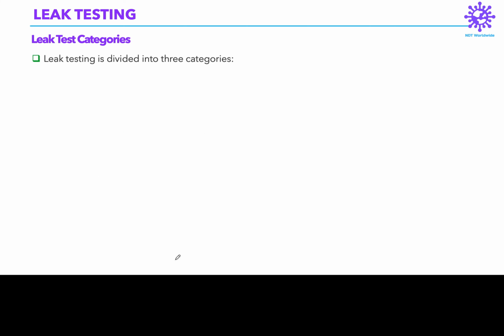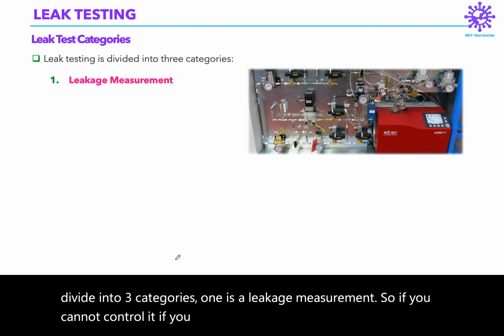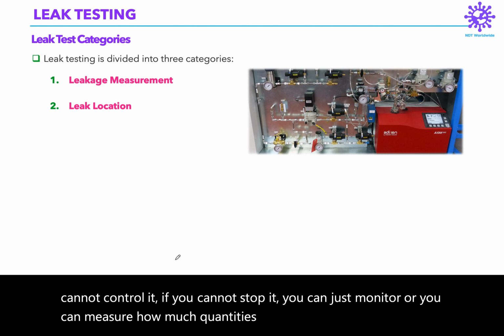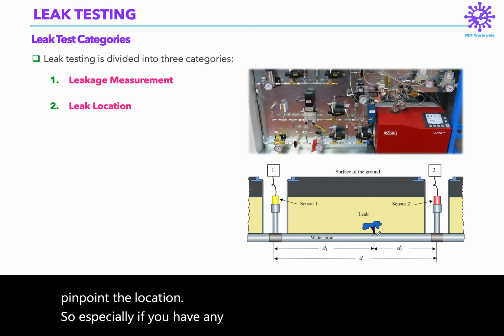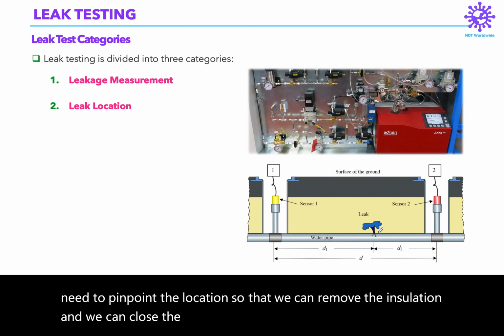Okay, so then coming to the leak testing categories. Mainly they divide into three categories. One is leakage measurement. If you cannot control it or stop it, you can just monitor or measure how much quantity is leaking, and then you can pinpoint the location. Especially if you have buried lines or insulated lines, we need to pinpoint the location so that we can remove the insulation and close the leaks.